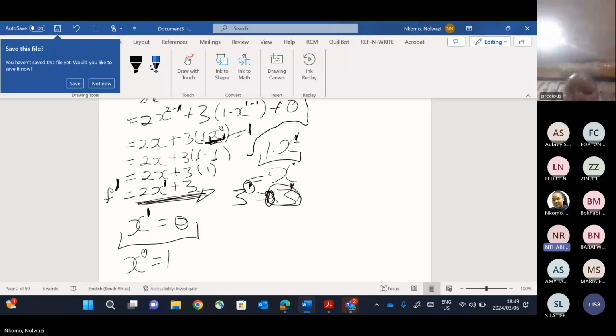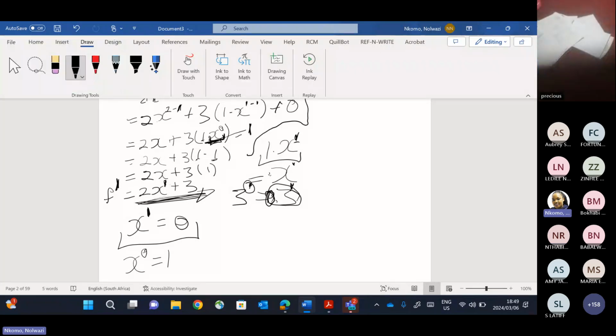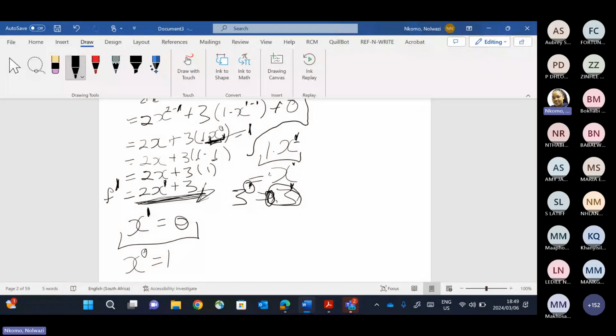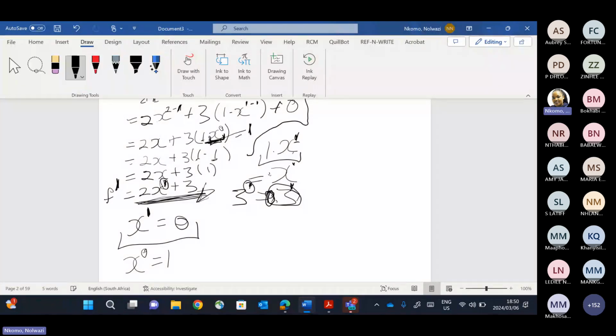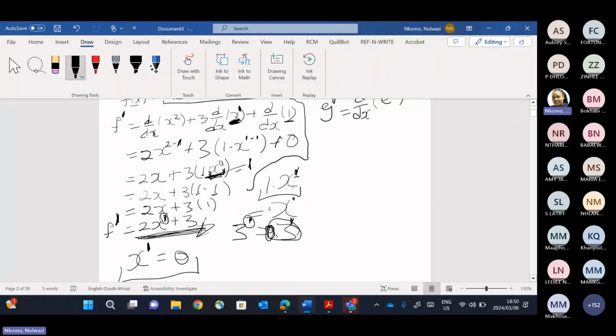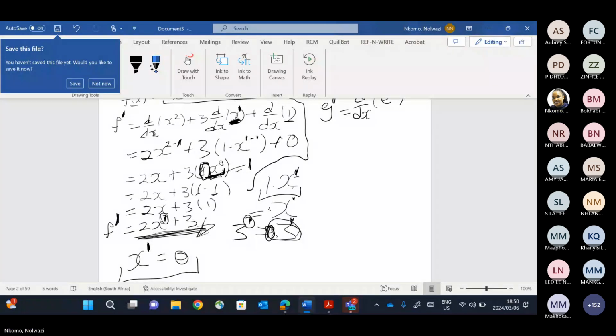You can just remove it. You don't have to write it. It doesn't make sense if it's written there. It's like something like this: 1 times x to the power 0. Like here, 1 times x, right? There is no need to write this 1. I'm just writing 1 because I'm trying to show you all the steps, but there is no need for us to have this 1.